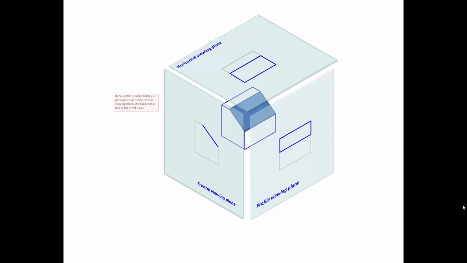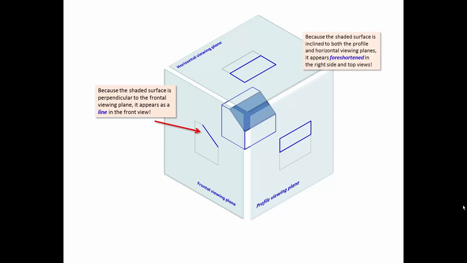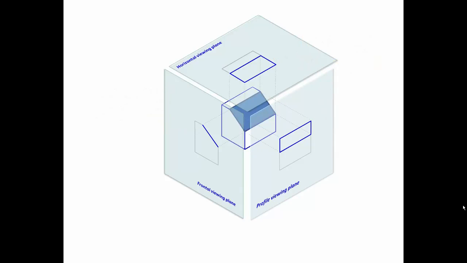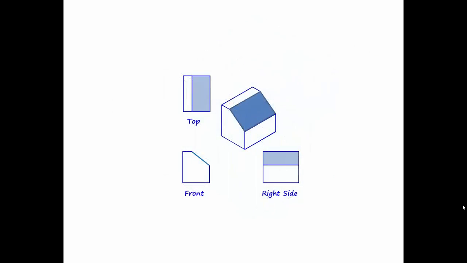Remember, because the surface is perpendicular to the frontal viewing plane, it appears as a line in the front view. And because the surface is inclined to both the profile and horizontal viewing planes, it appears as a foreshortened shape in both the right side and top views. Since the inclined surface is not parallel or perpendicular to any of the regular viewing planes, frontal, profile, or horizontal, it will not appear in true size and shape in any of the regular views, front, right side, or top.